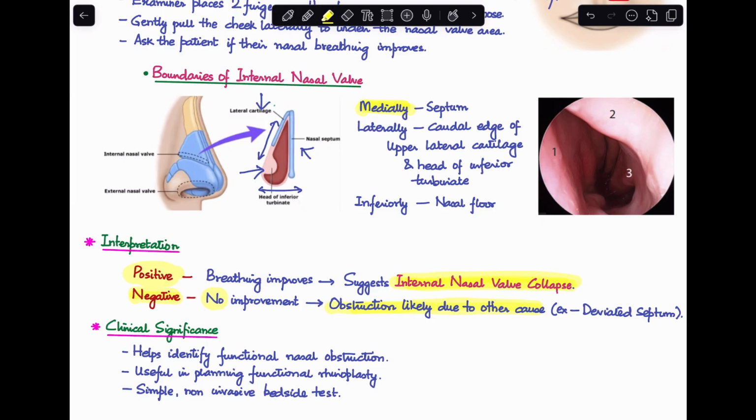Next, let's also talk about the clinical significance of Cottle's test. First of all, it helps you in identifying functional nasal obstruction. It helps you in planning functional rhinoplasty. And this is a very easy, simple, non invasive bedside test that you can perform in just a minute. And it gives you a lot of information about the nasal obstruction that the patient comes to you with. So that's all about the Cottle's test.